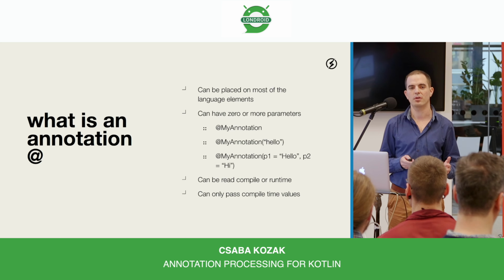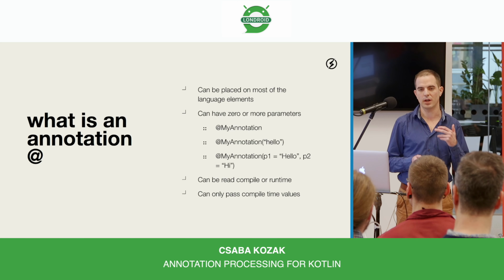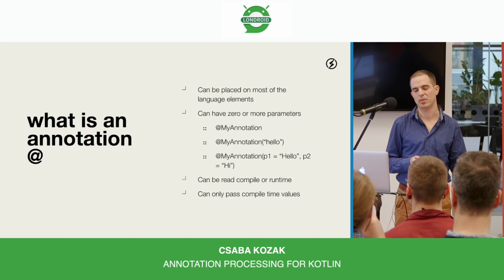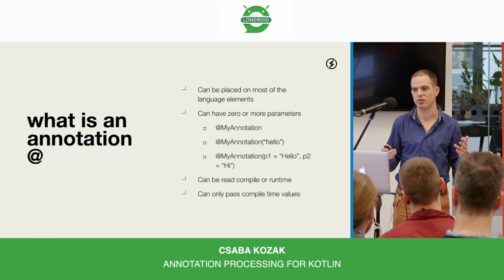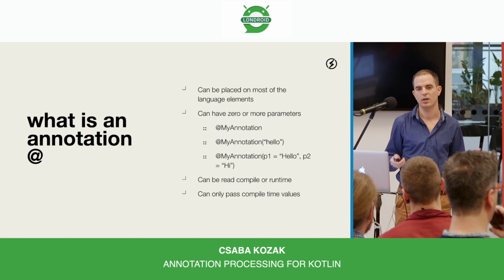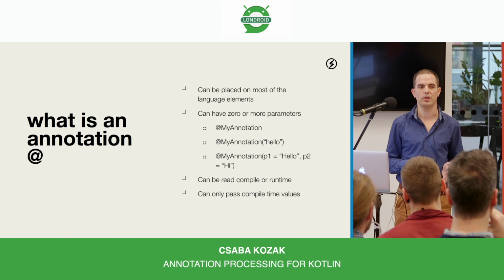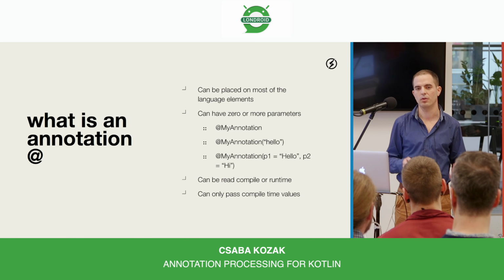If you only have one parameter, then you can just pass it very simply, like in the second example. But if you have more parameters, then you have to explicitly write the parameter names and then the values. Annotations can be read either at compile time, using the compiler, or at runtime when your application is running. However, because of the compile time restriction, you can only pass compile time values. So if you have any values that are calculated at runtime in the application, for example, if the user is entering some data, you just cannot put that into the annotation, because that annotation has to be read using the compiler.